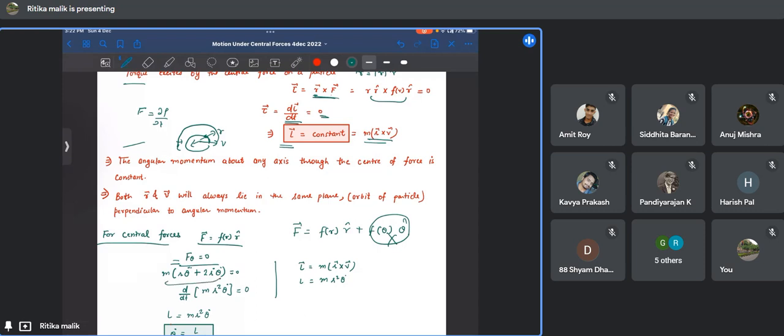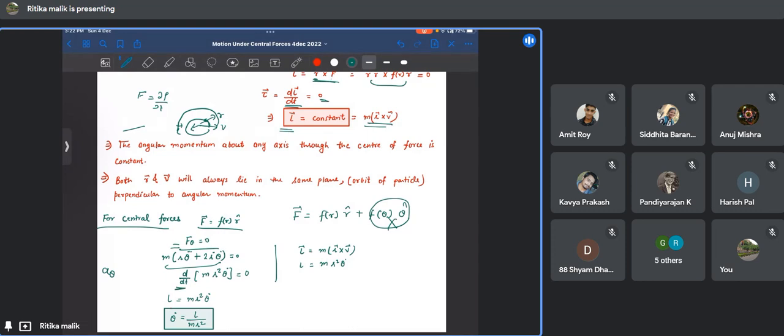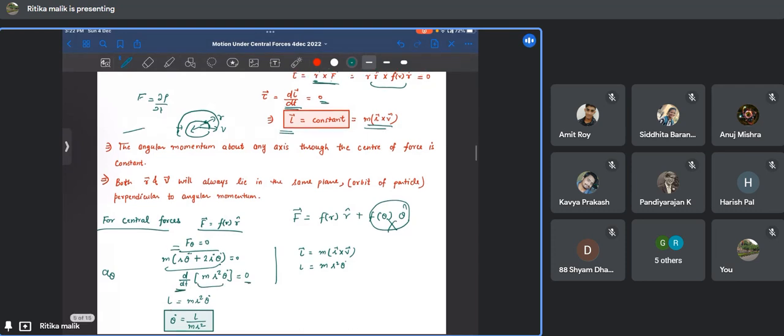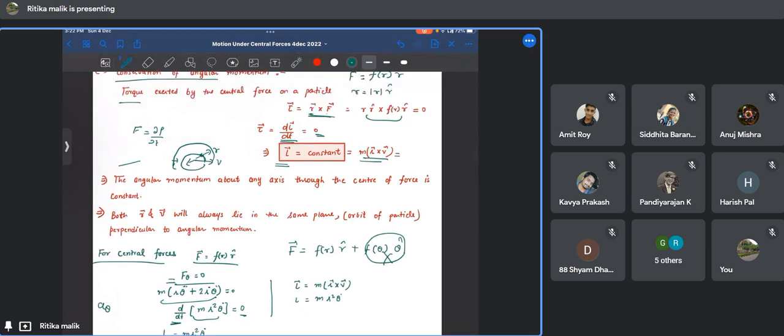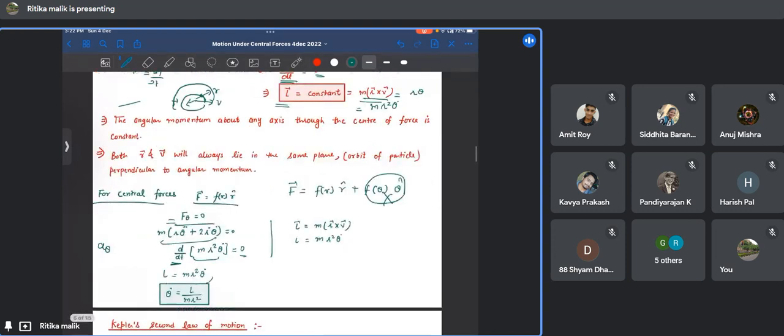That means you can put your acceleration a theta term here as 0, which can also be written as d by dt of this term being 0. And we already know that we can write v as r theta dot. So this term can be written as m r square theta dot. So you can always write your angular momentum as m r square theta dot. So theta dot is always replaced by L by m r square. L is the angular momentum, m is the mass of the particle, r is the distance of the particle from the center.